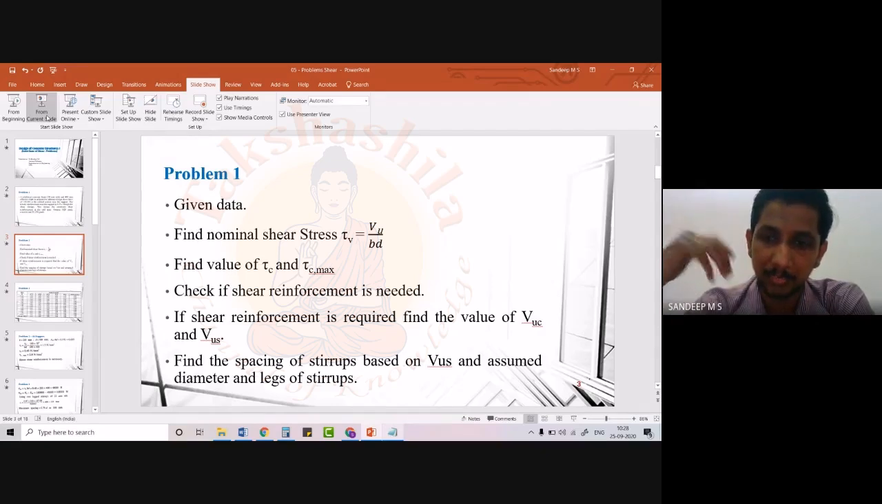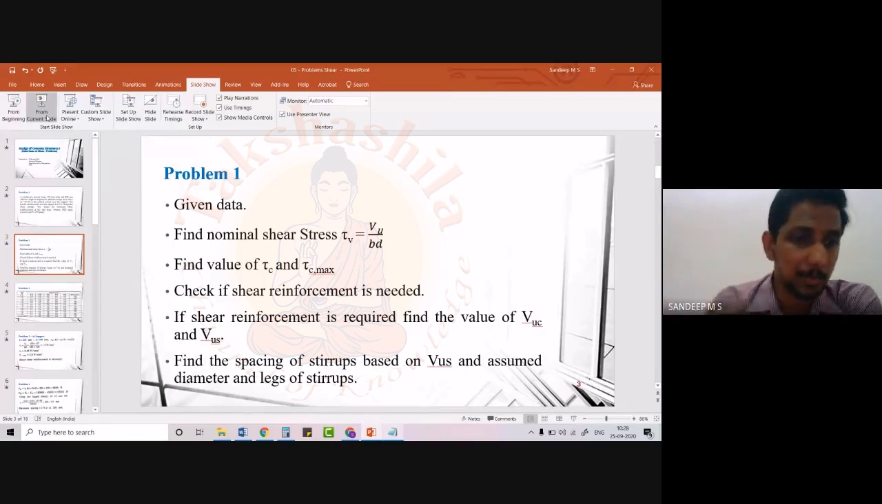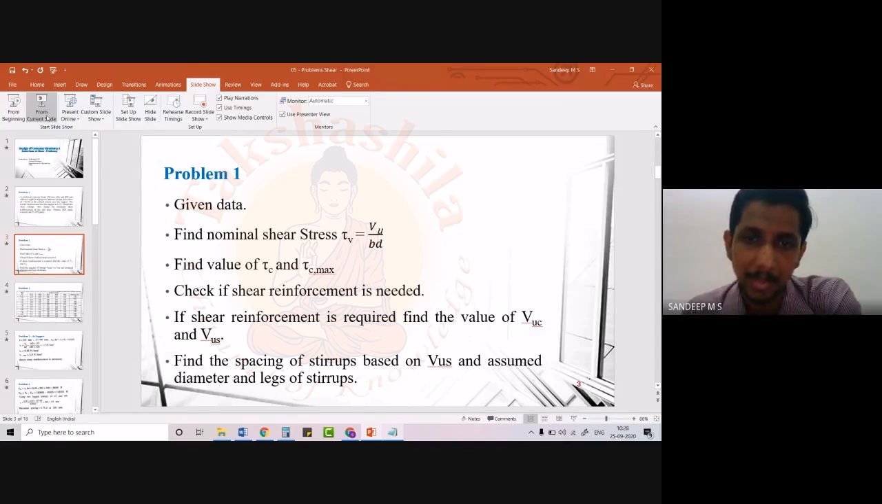So if the case is the third one, that is tau v is actually greater than tau c max, then what was our option? We have to actually redesign the section. There is no other option for us. Okay, so please find the value of tau v, tau c and tau c max. And once you complete, please tell me, so that we can verify the answers and proceed.